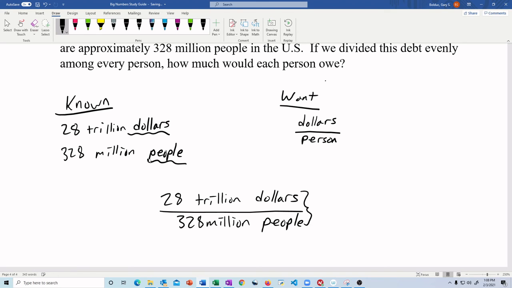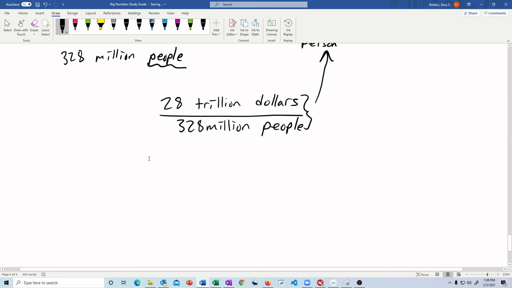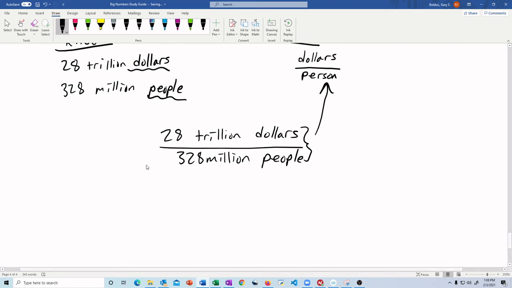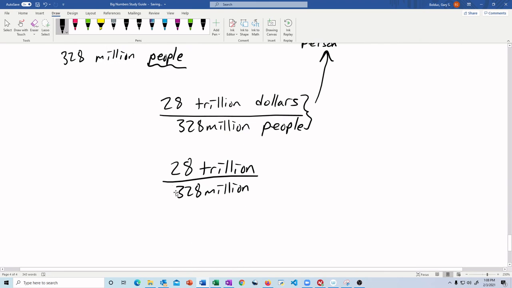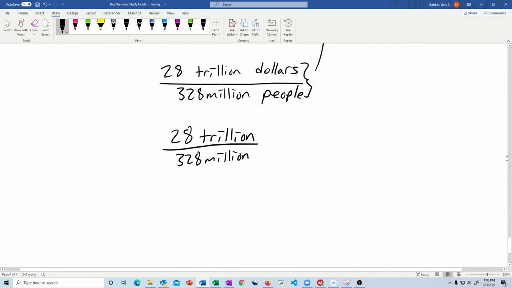Right here, do these units check out with what we want? They do. Dollars on top, people, persons on bottom. Awesome. So then how do we solve this problem? Just do the numbers. Forget about the units now that we've checked they work. Just focus on the numbers. Over 328 million. And again, you could write out all the zeros here if you want to and just cancel them and go. That's fine.